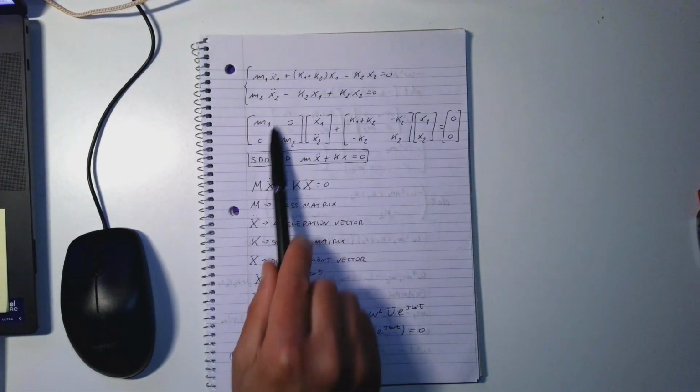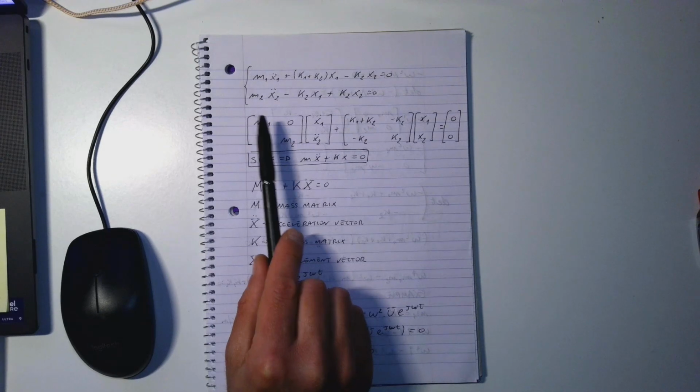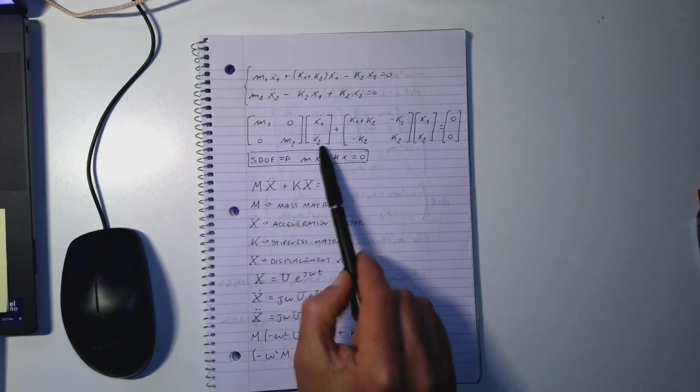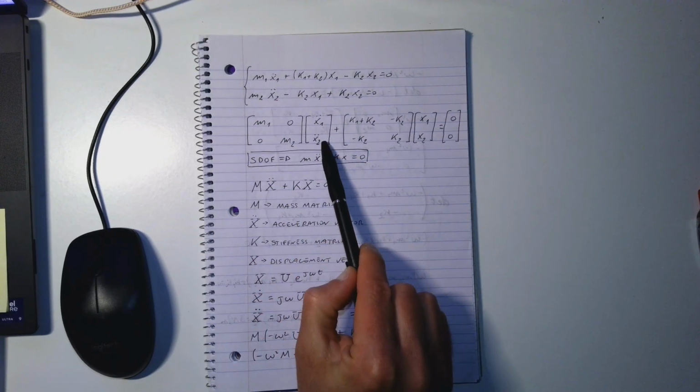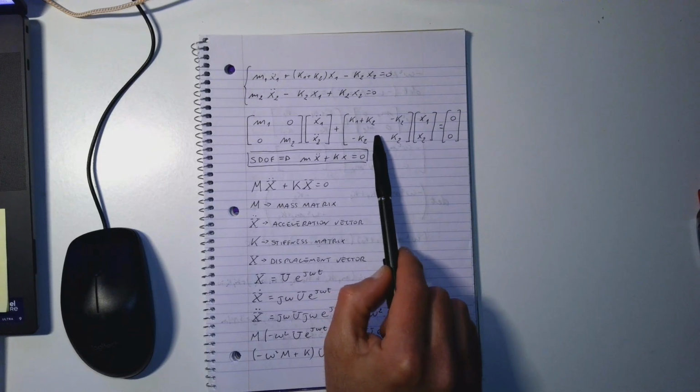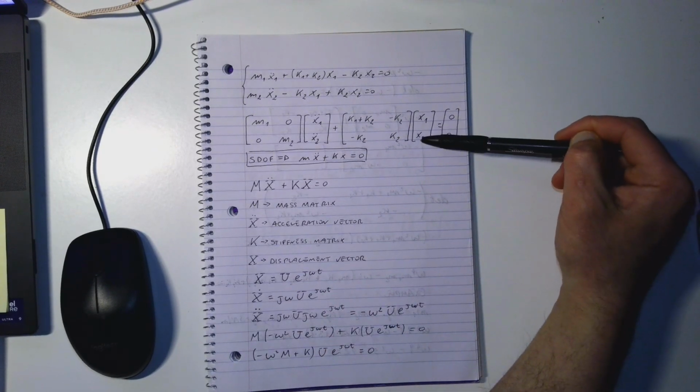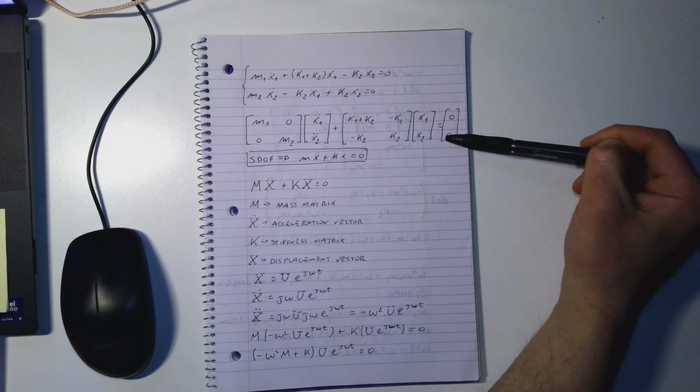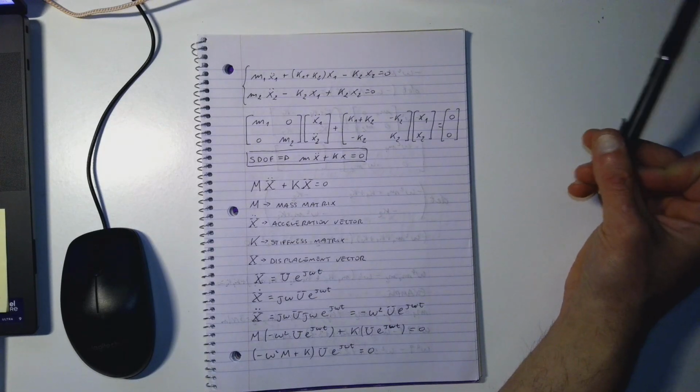We can write this in a matrix form, so we have m1 and m2 that multiplies the acceleration vector, and then we have the stiffness matrix that multiplies the displacement vector, equal to 0, 0, because it's not a forced system.